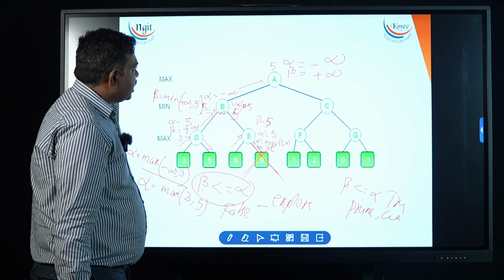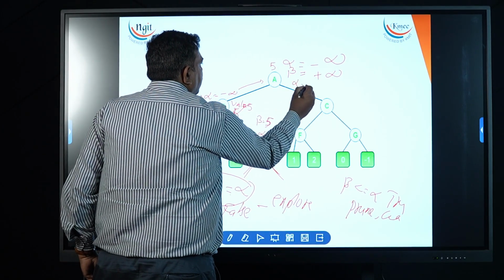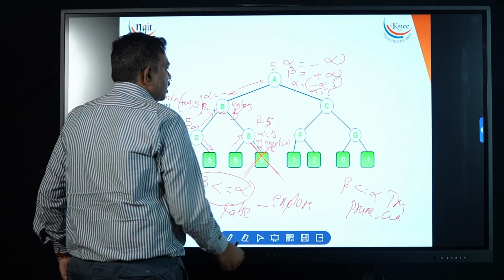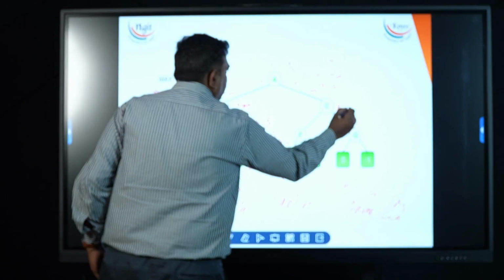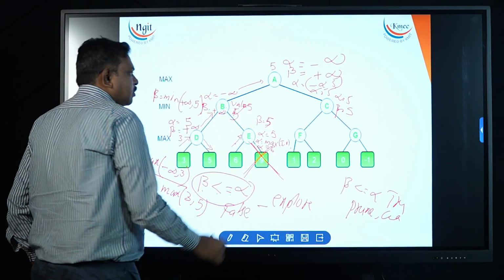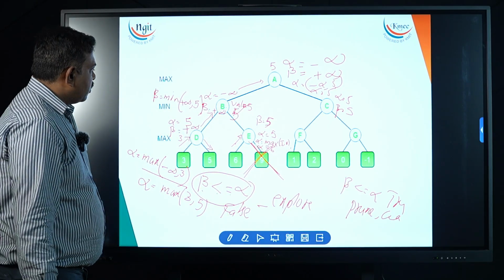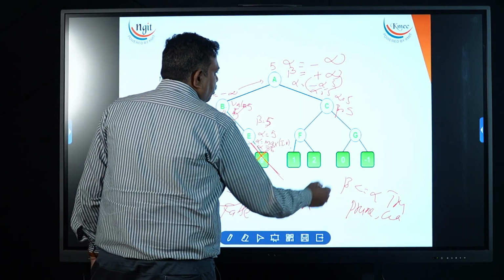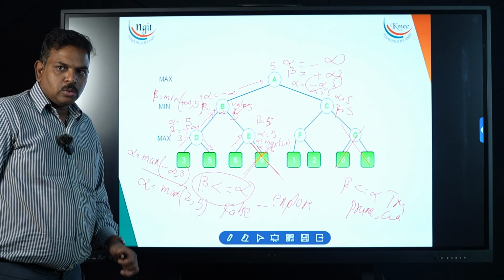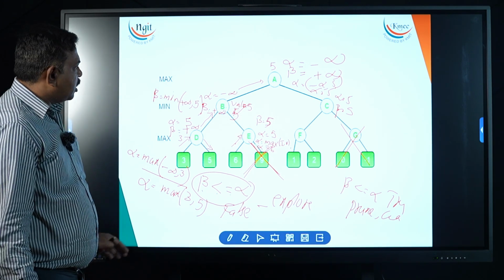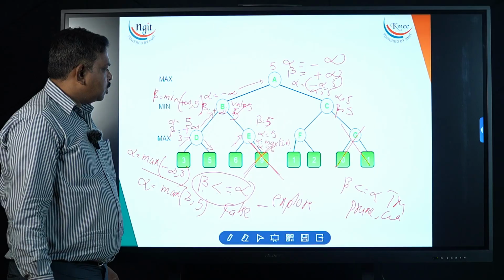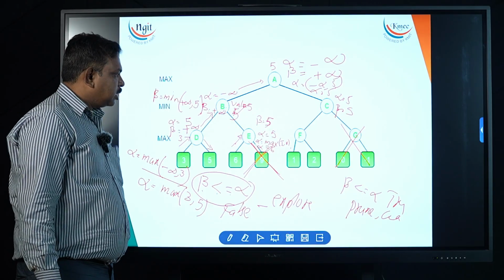A is expecting 5. So again at A I calculate the maximum of 5, alpha equal to 5. Again at this level beta equals 5 and alpha equals 5. We check the right side of C and apply the same process. At one point we can prune G also. Like this, the alpha beta approach prunes the game tree and tries to cut down the maximum possible searching process to reach the goal state. Like this we apply. Thank you.